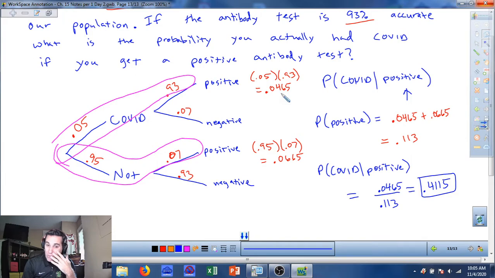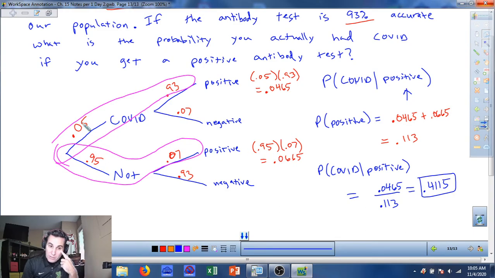So how do we fix that? How do we make the test do a better job? Well, we can make the test more accurate. Maybe 93 is not good enough. Maybe you need to be 99. Change that to 99%, that would change that to 0.01. That might change it, right? That's one way to do it.